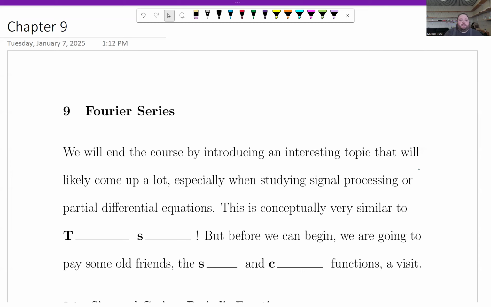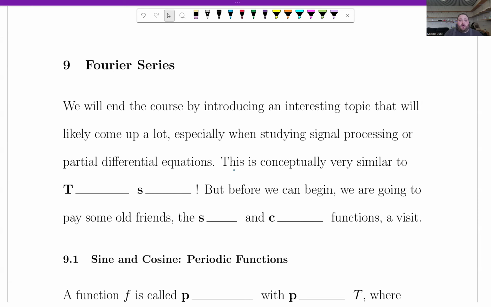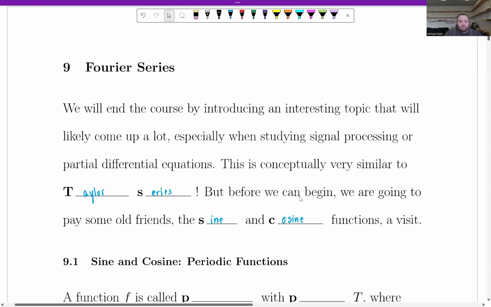Okay, Fourier series. We will end the course by introducing an interesting topic that will likely come up a lot, especially when studying signal processing or partial differential equations. This is conceptually very similar to the Taylor series. But before we can begin, we are going to pay some old friends, the sine and cosine functions, a visit.